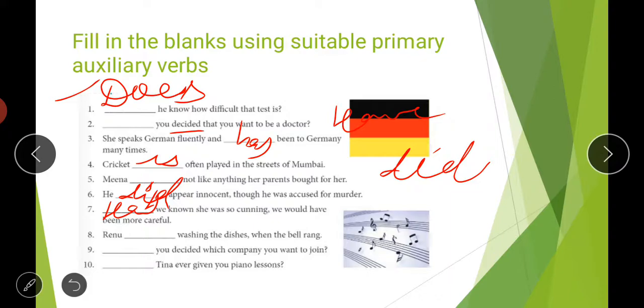Then eighth, if we talk about eighth, Reenu dash washing the dishes when the bell rang. So if we look at this sentence, washing, wash plus ing, so we will make a past continuous using the word was here. Reenu was washing the dishes when the bell rang. So was washing. So students, 9th and 10th, I am leaving these two blanks for you people.